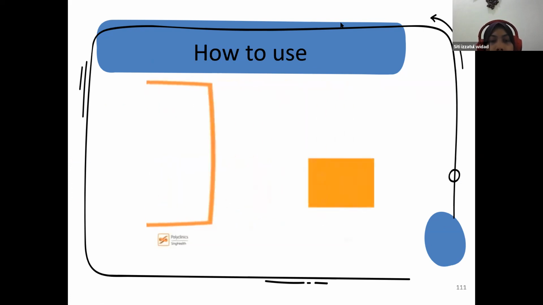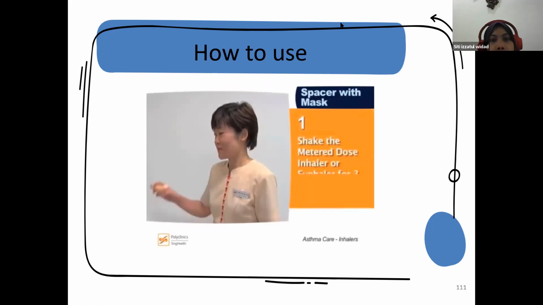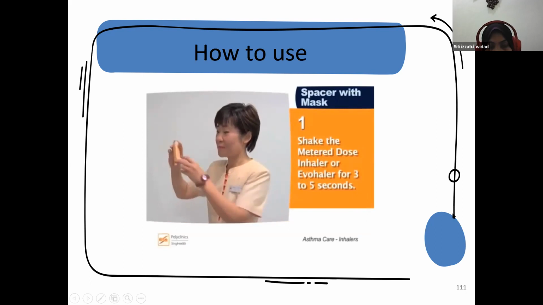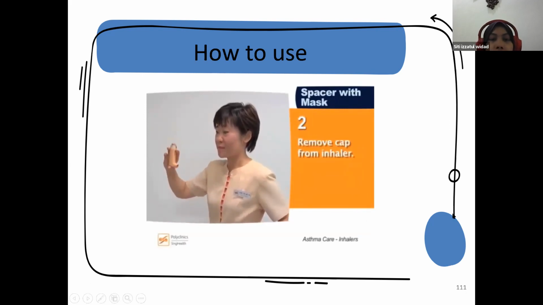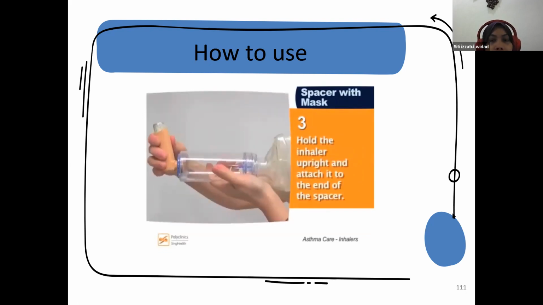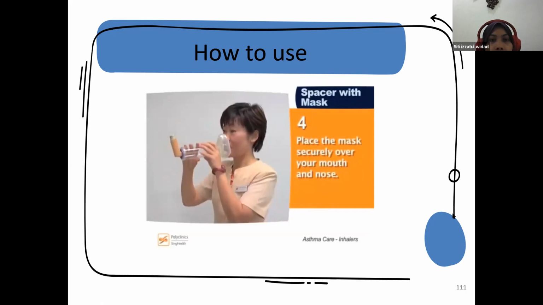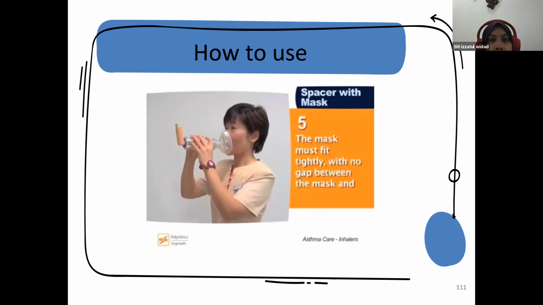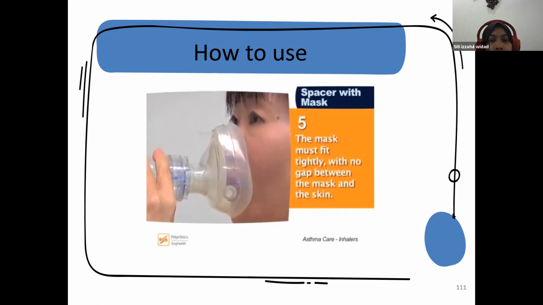How to use the spacer with mask. Shake the metered dose inhaler or Evohaler for 3 to 5 seconds. Remove the cap from the inhaler. Hold the inhaler upright and attach it to the end of the spacer. Place the mask securely over your mouth and nose. The mask must fit tightly with no gap between the mask and the skin.